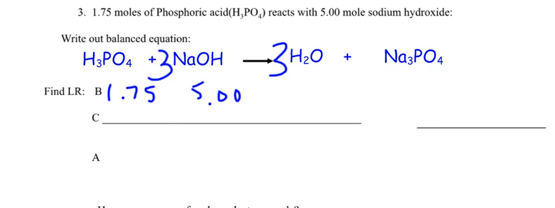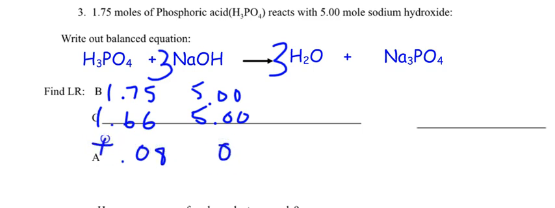So let's try this again. I'll start over here, and I'll have 5.00. What's 5.00 divided by 3? I think it's like 1 point something, right? 5.0 divided by 3, 1.66666. All right, times 1 is 1.66666. And it works out. Hallelujah. I get a positive and I get a 0. So which is my limiting reactant? Sodium hydroxide. Which is my excess? Phosphoric acid.